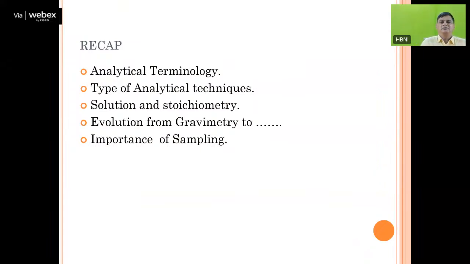Then comes the comparative method. See, the difference between the comparative method and the relative method is only that in a relative method, we can take a standard material or standard solution, but in a comparative method, we need a matrix matching standard.